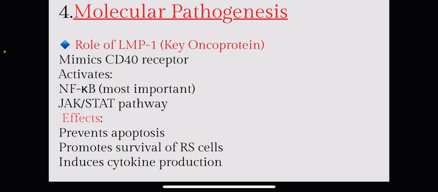Now let's see the molecular pathogenesis of Hodgkin lymphoma. LMP1 is a key oncoprotein in the pathogenesis, which mimics the CD40 receptor and activates NF-κB and the JAK-STAT pathway. We already knew this. Now let's see the effects. The effects are, as usual, that it prevents apoptosis, promotes the survival of RS cells, and induces cytokine production.